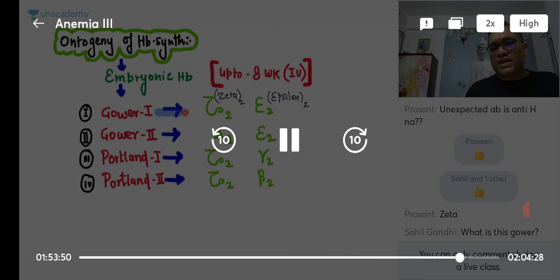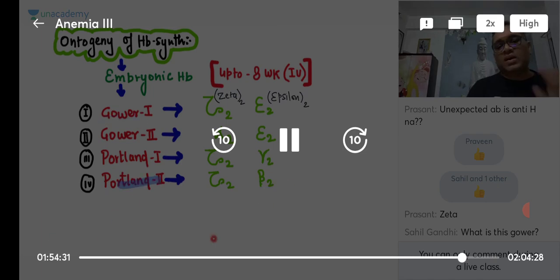Gower 1 has zeta 2 epsilon 2. Gower 2 is alpha 2 epsilon 2. After Gower, what is next? Portland 1 is zeta 2 gamma 2. Remember, zeta and gamma are both paired. And Portland 2 is zeta 2 and beta 2. So just remember gamma, beta, like that we can remember. Zeta is common. So gamma, beta, GB. Portland 1 is gamma 2. Portland 2 is beta. Clear? So you understood? It's based on the person's name.